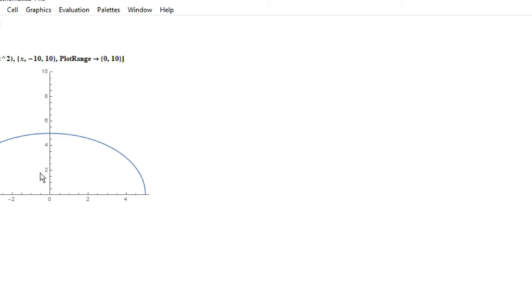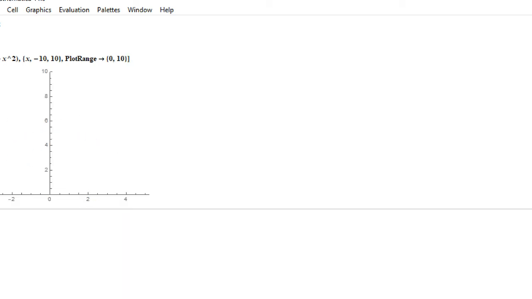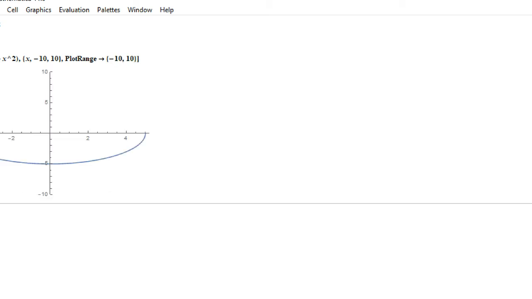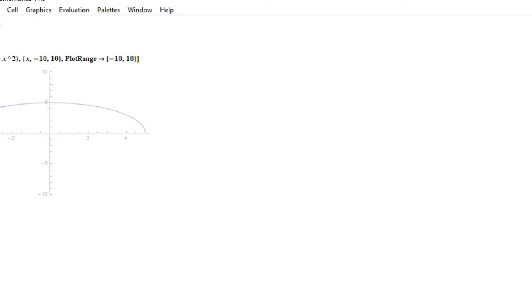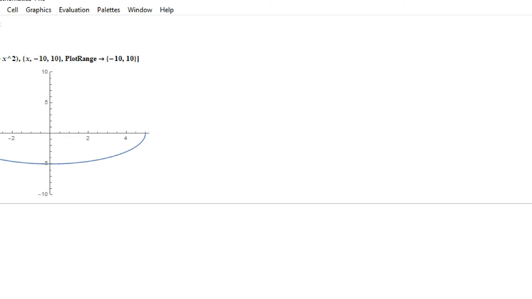Well, what would happen if I did negative square root? Now if I do my plot range properly, from negative 10 to 10, the negative square root gives me the bottom half of the circle. So how could I get both of them? The positive is the top half of the circle, and the negative is the bottom half. So the plus and the minus together make the full circle.